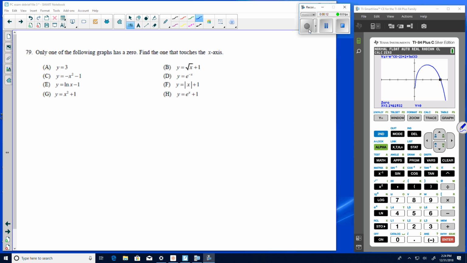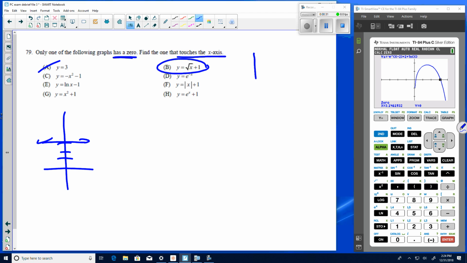Only one of the following graphs has a zero, right? A zero of a function is one where the graph touches the x-axis. Y is equal to 3? No, that's a horizontal line right up here, so that's not it. This is the square root function with an upward shift of 1. You know what the square root function looks like. That does have a 0, but when you shift it up 1 unit, it does not. So that's no good.